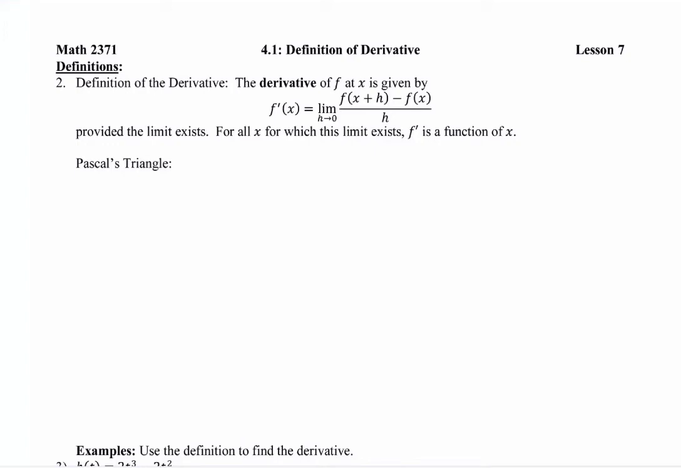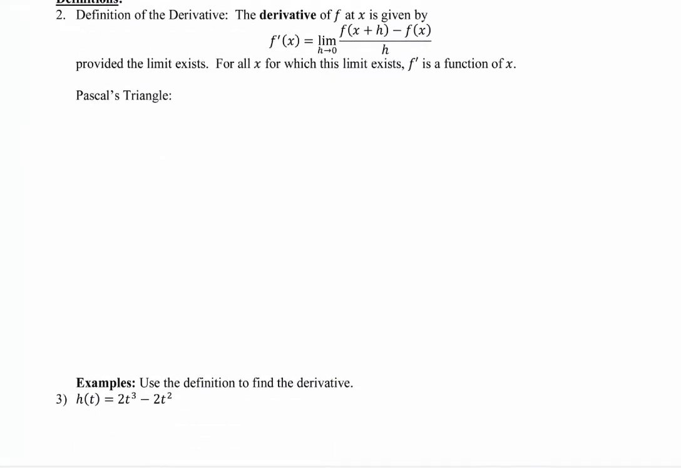Okay, now we're going to start our second video of definition of derivatives. This video will cover higher derivatives and rational functions. First, we're going to review Pascal's triangle, and I'm going to go up to x to the fourth degree, because that's what we need for the second example. In the first example, we need x cubed. In the second example, we need x to the fourth.